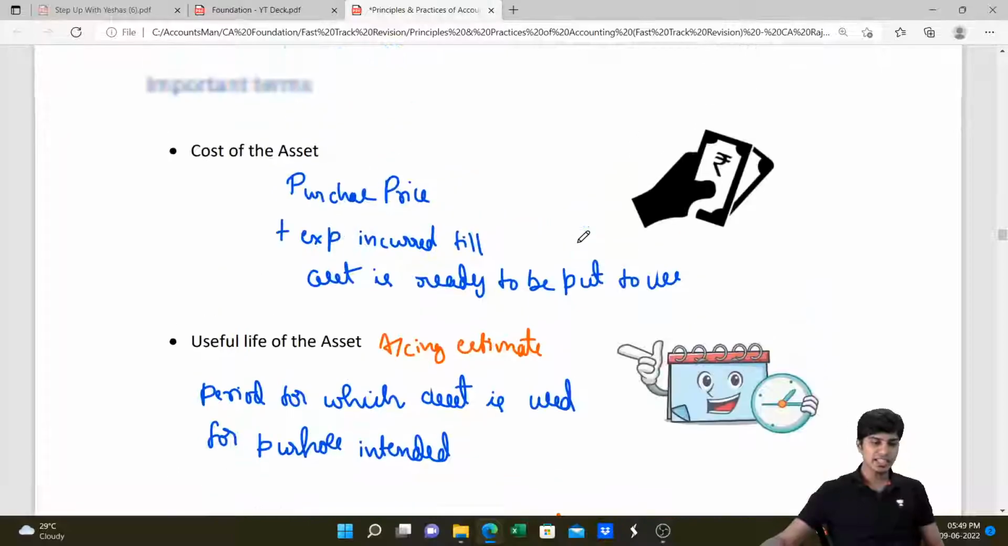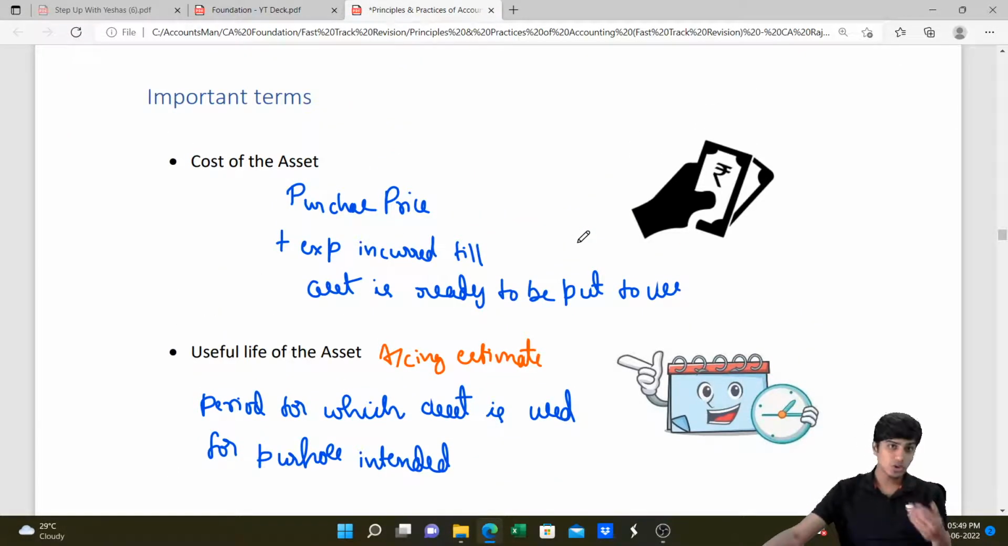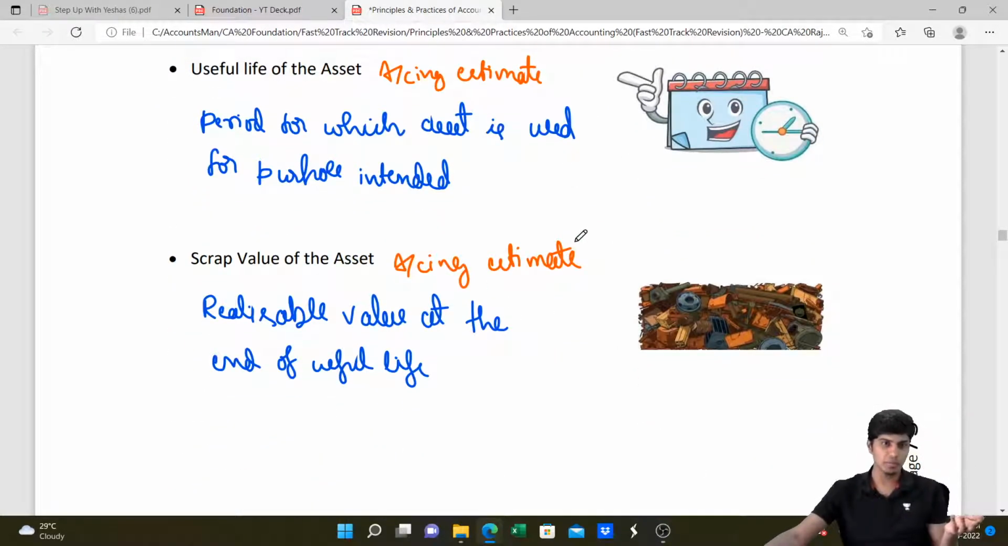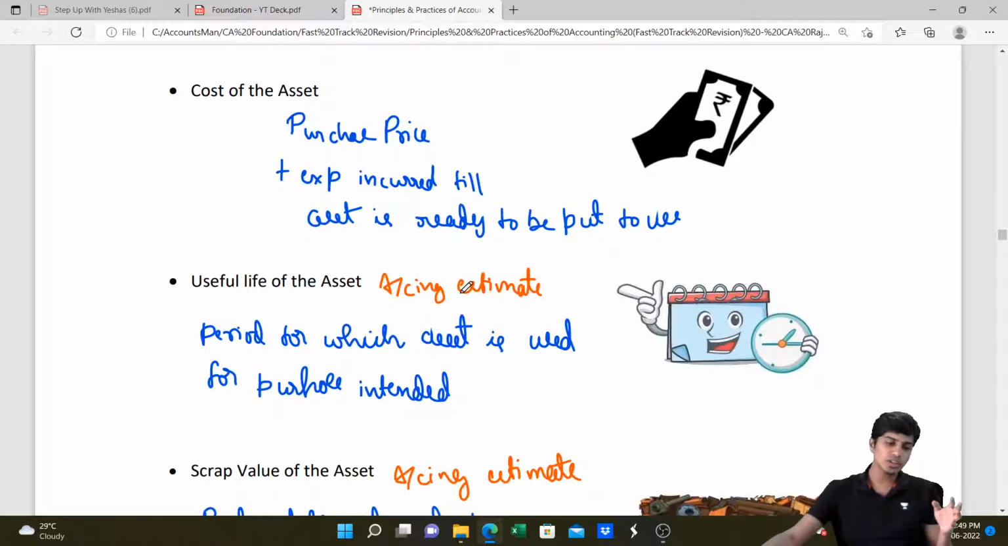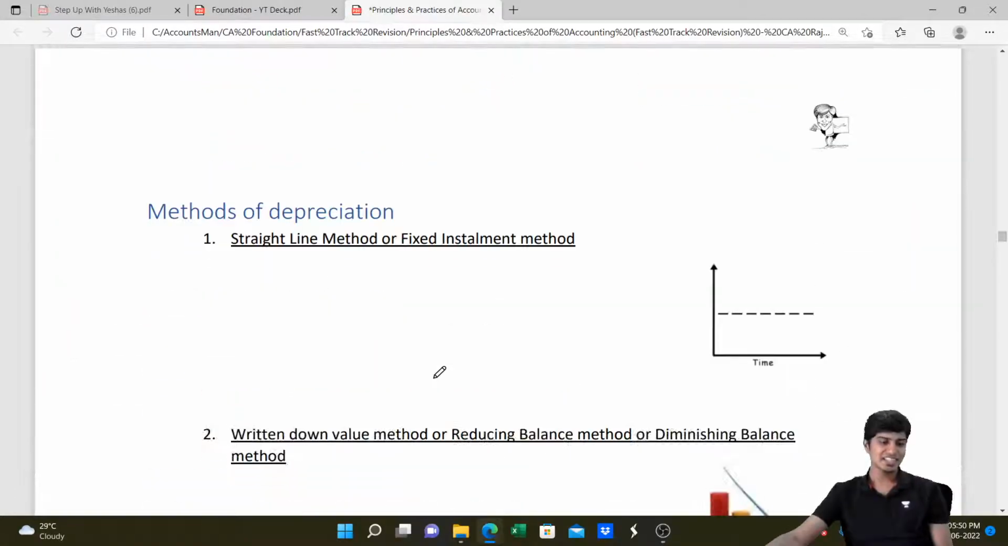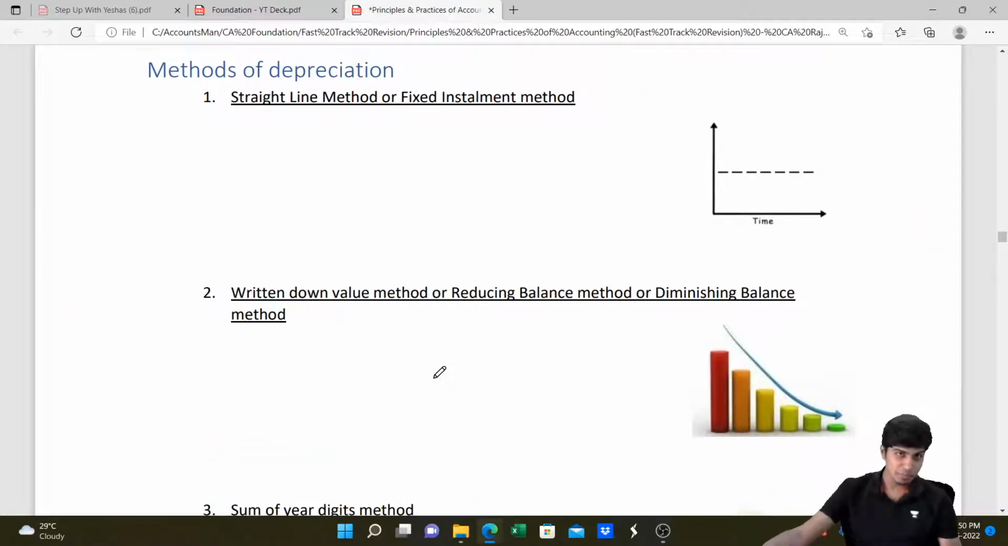So these three are the key factors based on which depreciation is computed. The cost of the asset minus scrap value is what we call depreciable amount, which is allocated over the useful life of the asset. So if one of these changes, then the depreciation value will change. These three are the foundation pillars on which the entire chapter of depreciation stands. Got it, guys? Let's get going. There are multiple methods of depreciation, and we'll see each of them one at a time.